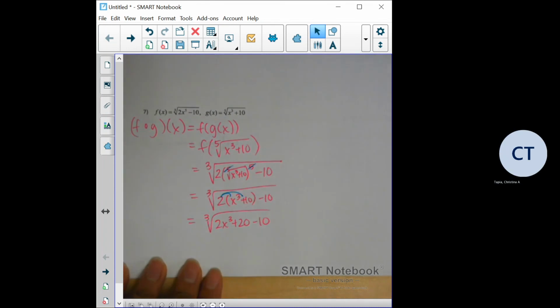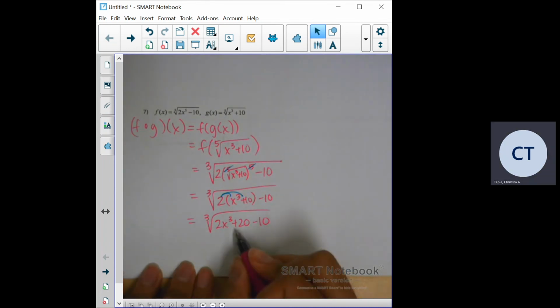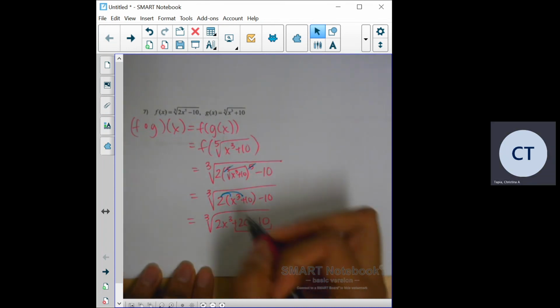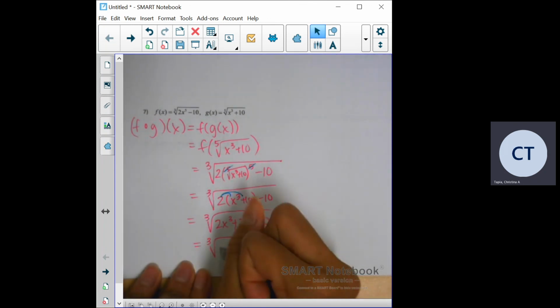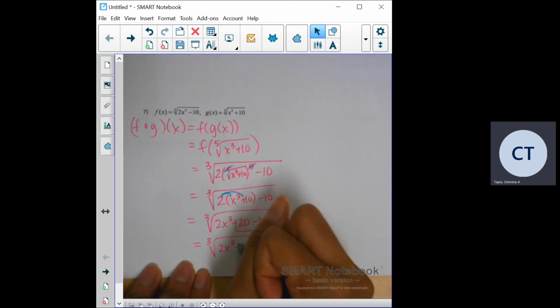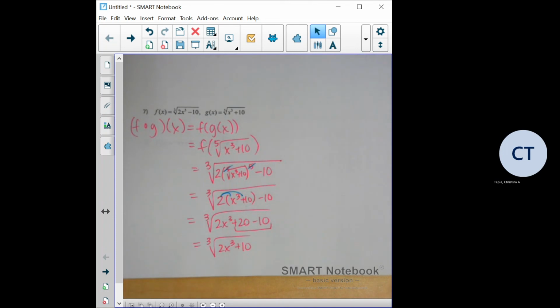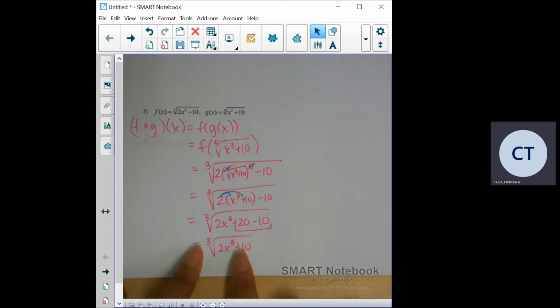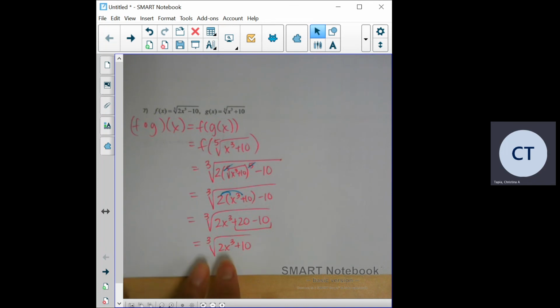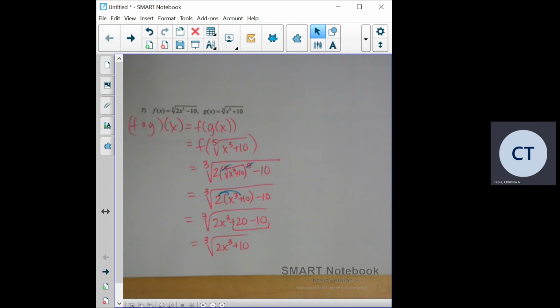Now what? Okay, so these terms are 10 and 20. I can combine these. So I'll have the cube root of 2x cubed plus 10. Can I cancel those cubes? That cube root and the cube? You're definitely going to say no because that's not what you're supposed to do. You cannot cancel those. The reason why is because this 2 is stuck next to it. This 10 is also stuck next to it. You cannot cancel out that cube root.